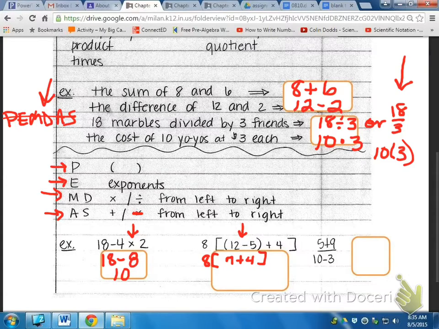So I still have a parenthesis, so 8 bracket 7 plus 4 is 11. 88.